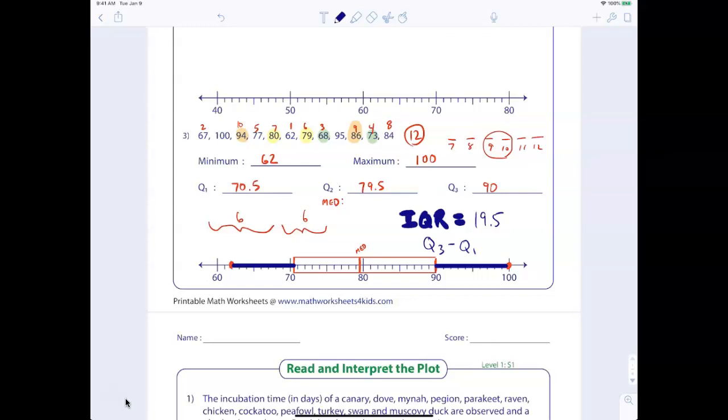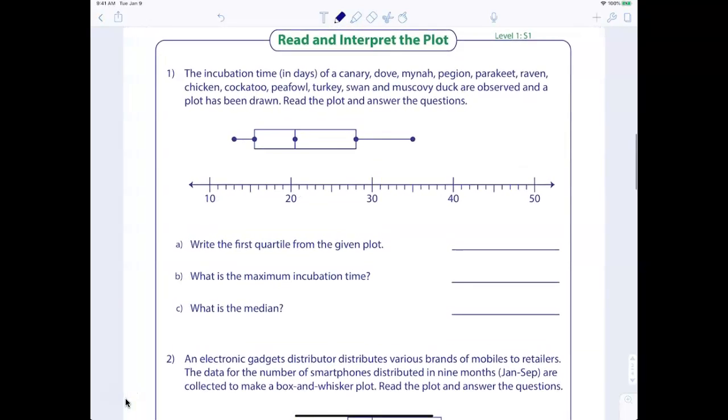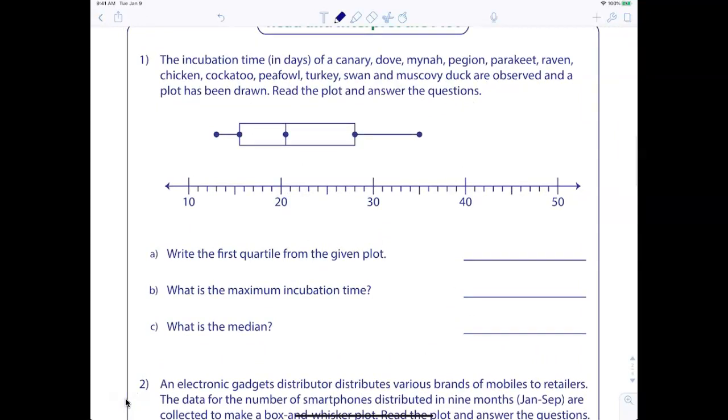But sometimes, not always. All right, so let's try to interpret a box and whiskers. Let's see if I did a good job. All right, so it says the incubation time in days of a canary, a dove, a pigeon, a parakeet, a raven, a chicken, a cockatoo, a peafowl, a turkey, a swan, Muscovy duck are observed in a plot that has been drawn. Wow. All right, so this is the incubation time of all these different birds. All right. Write the first quartile from the given plot. What is the first quartile?